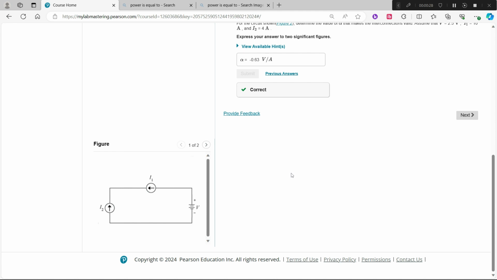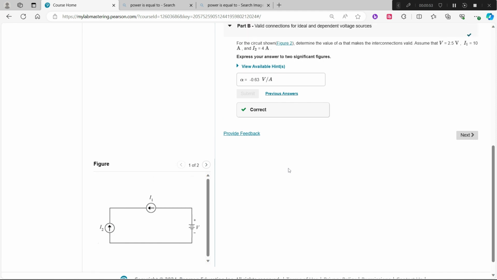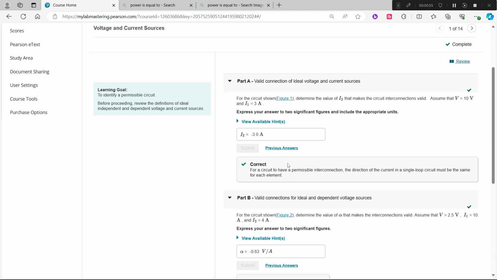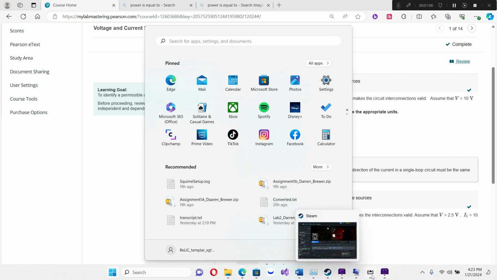Let me draw this really quick. Solve for it. Okay, and then we'll write down the values. Volts is equal to 10. I1 is equal to 3 amps. Okay, now let's switch to the screen.